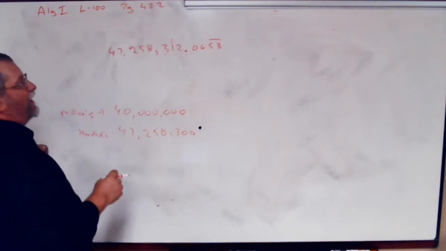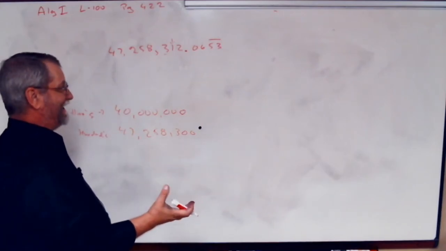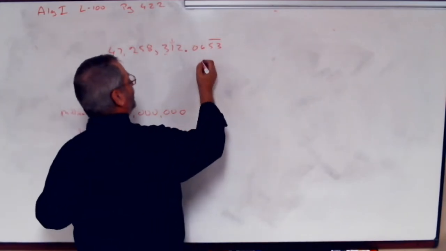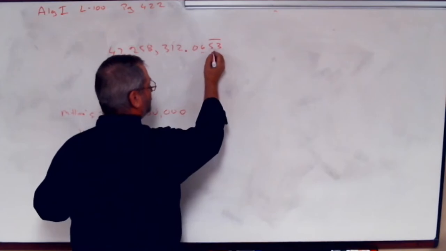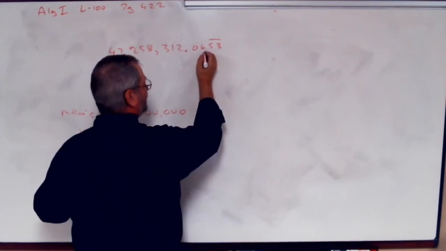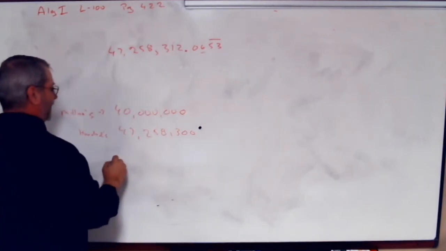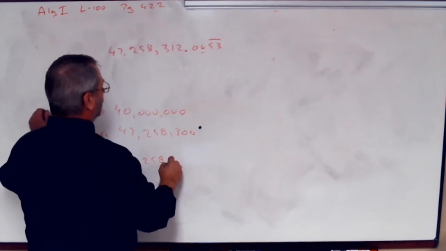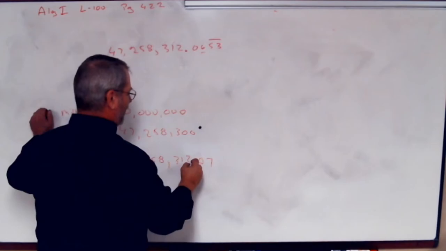If I want to round it off to the hundredths place, this is in the hundredths place. That's behind it. So this is going to become a 7. So we write the whole enchilada out again. 4, 7, 2, 5, 8, 3, 1, 2, 0.07.